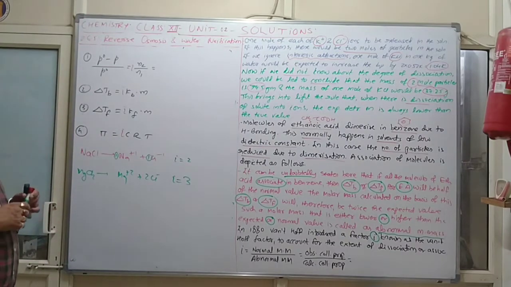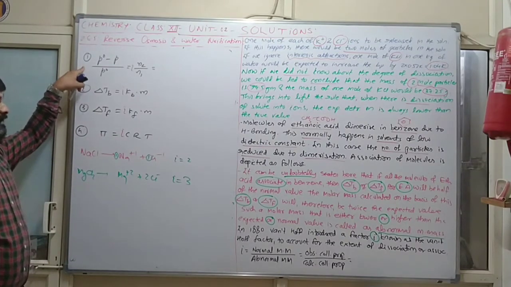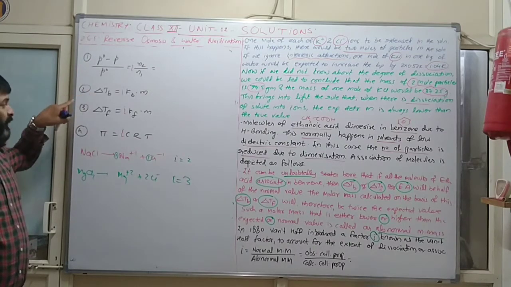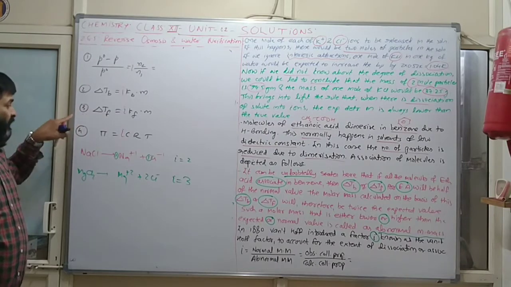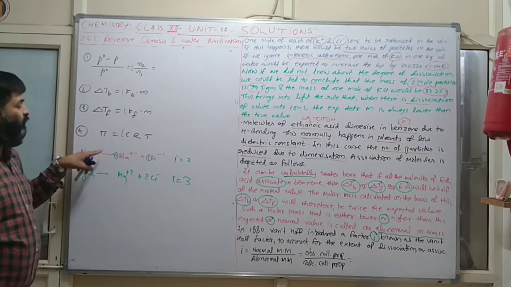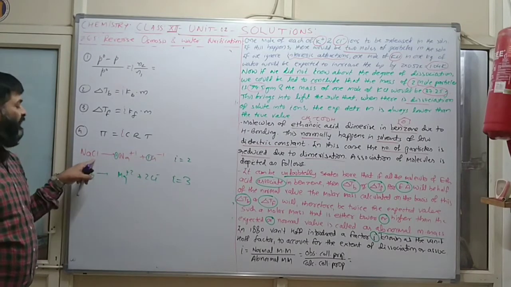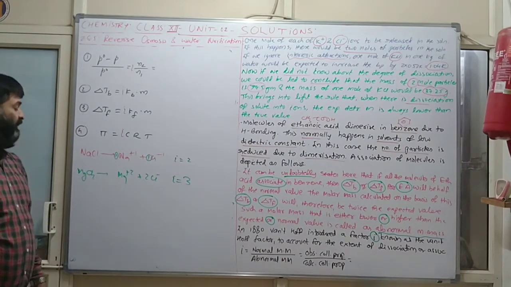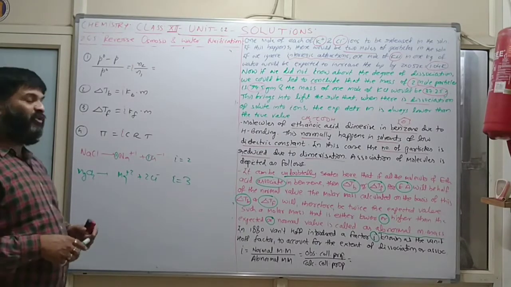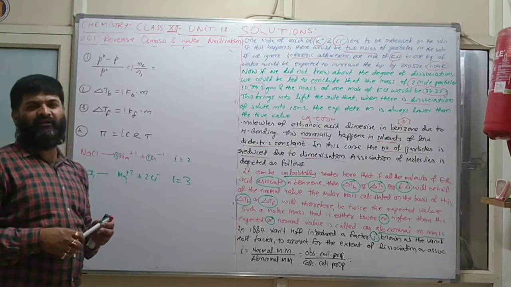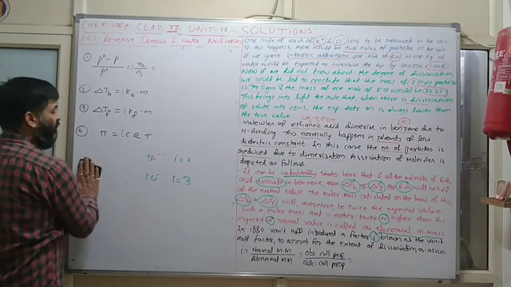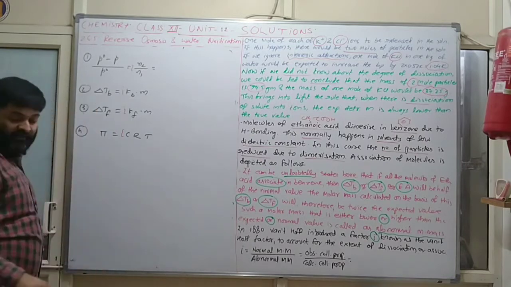It means whenever you are calculating relative lowering of vapor pressure, elevation in boiling point, depression in freezing point, and then osmotic pressure, we have to write i is equal to 2 for NaCl and i is equal to 3 for magnesium chloride. Clear? Similarly, in case of aluminum chloride, here i will be 4. So see, this is the calculation of i for ionic compounds.